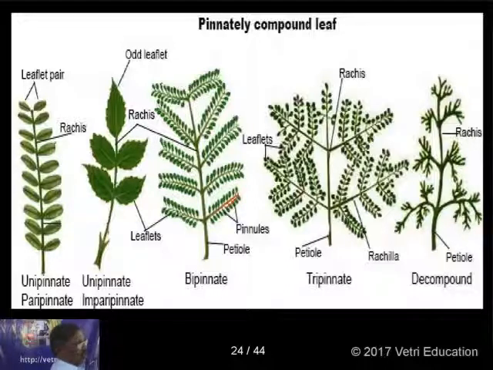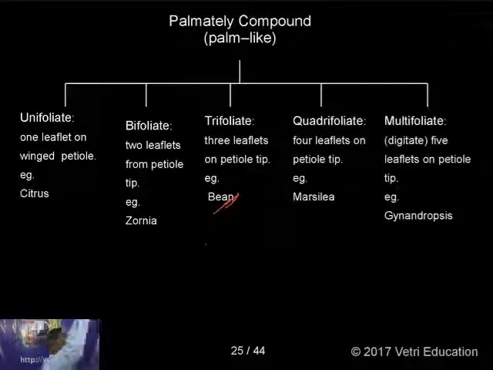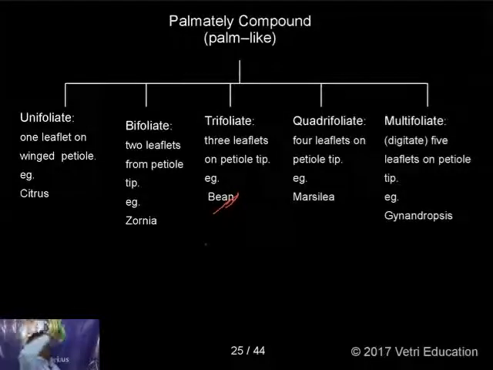And in a decompound leaf, what happens here? You can find many rachis, 4th, 5th, etc., and there you can find the leaflets. This is called the decompound leaf. Next, the next branch, that is the palmately compound leaf. There the leaflets are arranged just like fingers in a palm.